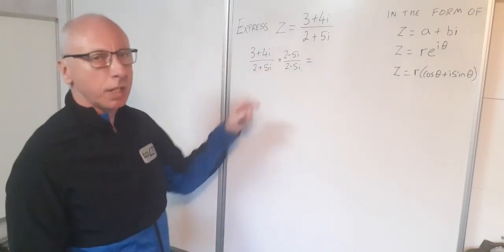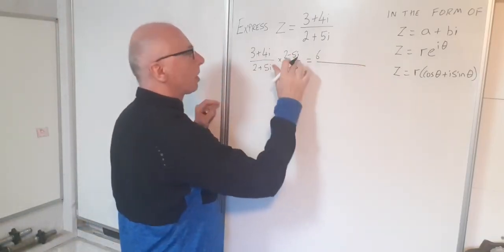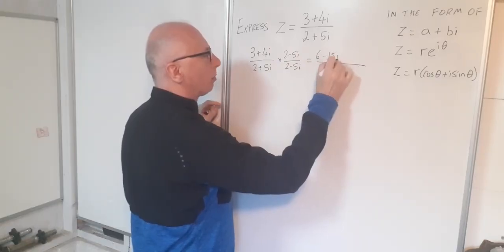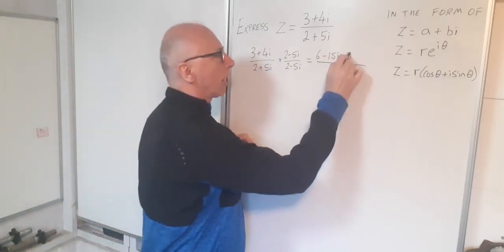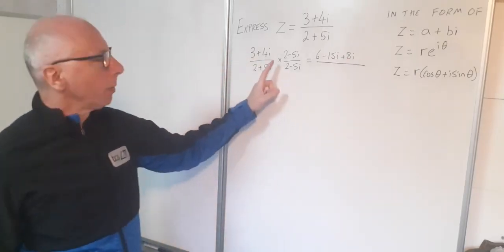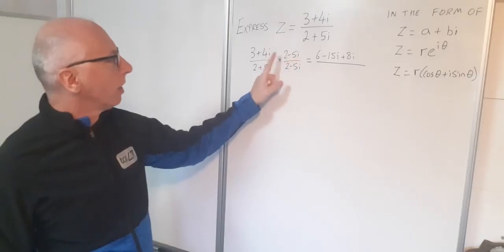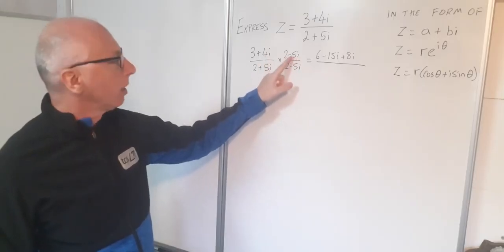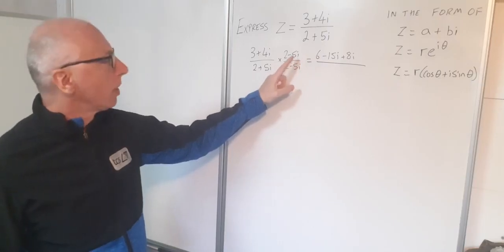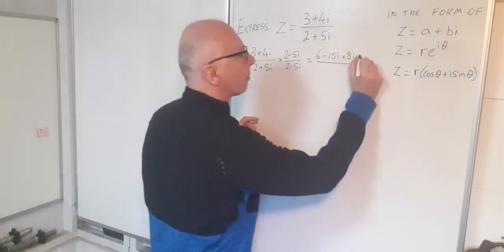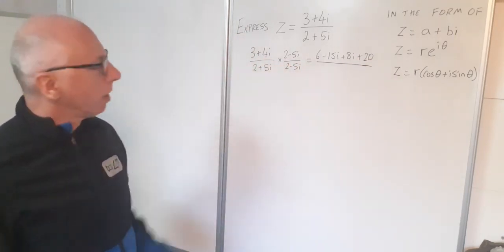So let's deal with each bit at a time. 3 times 2 is 6. 3 times minus 5i is minus 15i. 4i times 2 is plus 8i. And then this is where we have to be careful. 4i times minus 5i: 5 fours are 20, with a minus it's minus 20. But i squared is minus 1, so that becomes plus 20. So that's the numerator. We can simplify that, no problem.